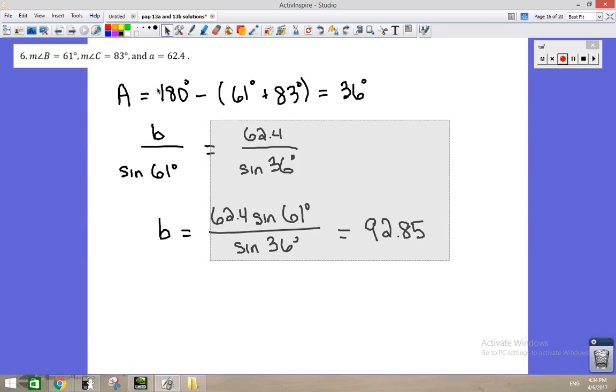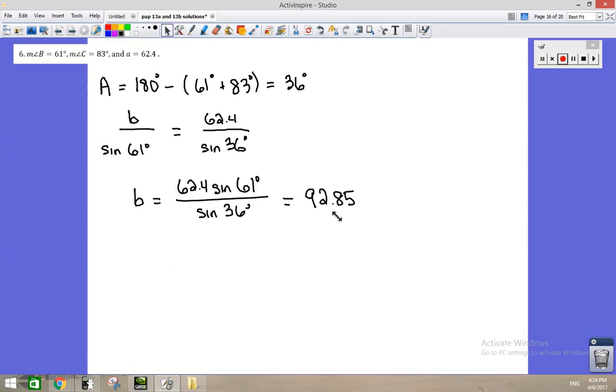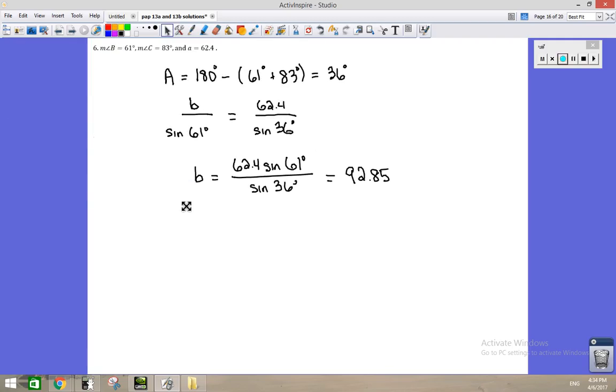So let's use the law of sines again. I can't do anything like the Pythagorean theorem because I don't have a right triangle. The Pythagorean theorem only applies to right triangles. The law of sines and law of cosines apply to any triangle. So let's find the length C by taking the sine of angle C, which was given as 83 here. Let's use the same ratio we did up here, 62.4, which was the length of A, divided by the sine of angle A, which is 36.